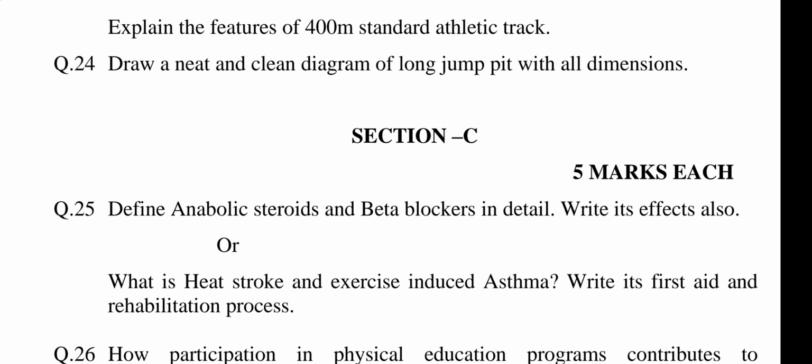3, the standard 400-meter track consists of 6 to 8 lanes. 4, all lanes have a width of 1.22 meter. 5, the running track may be grassy, clay, synthetic track, etc.